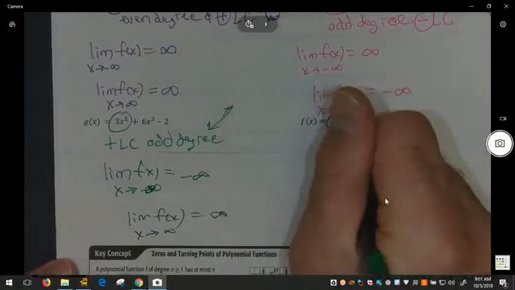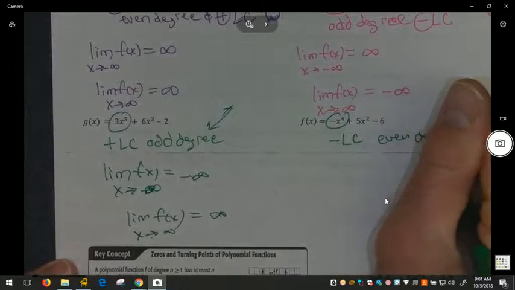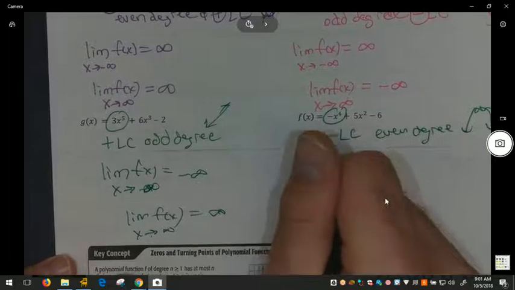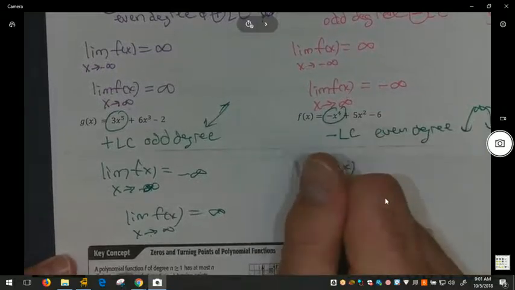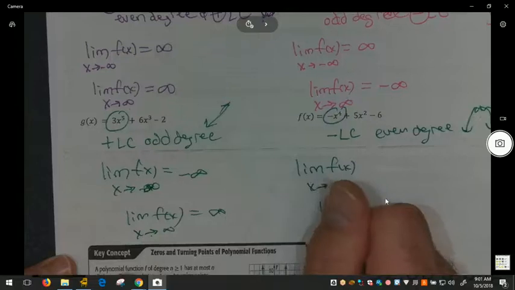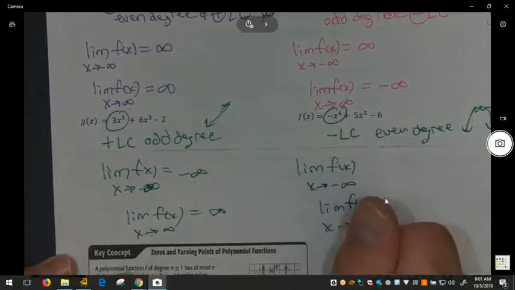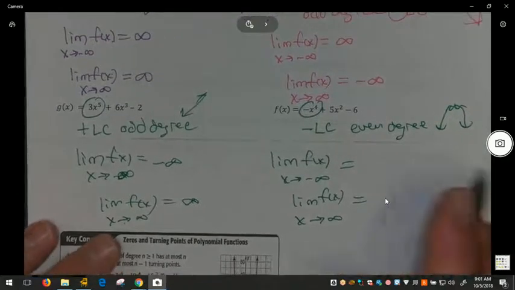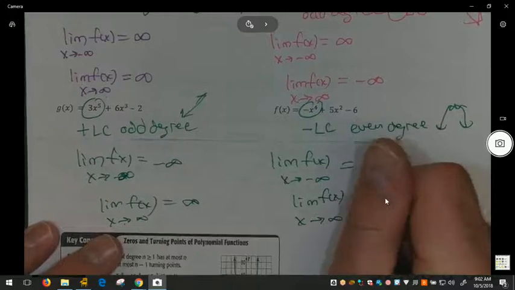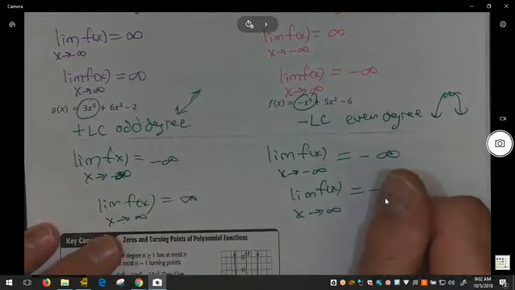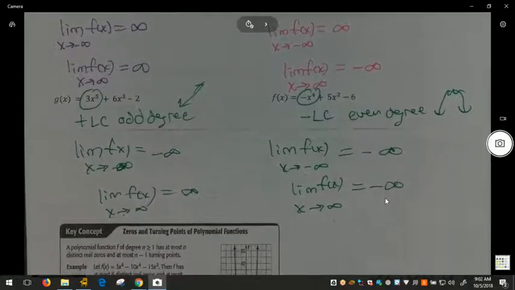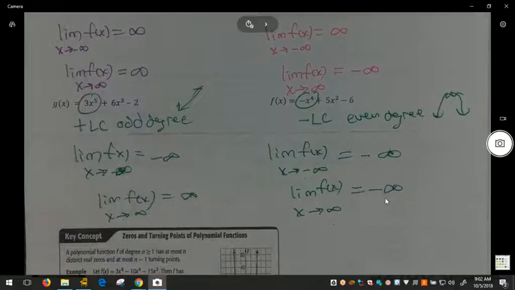Here, negative lead coefficient, even degree, we treat it like a parabola that opens down. We do have to write both of them out, but it doesn't matter whether we're going to the left or to the right, because it's like a parabola, they're both going down, both sides. As I go left and right, the graph goes down infinitely. This concludes our clip on the end behavior, describing the end behavior using limit notation.